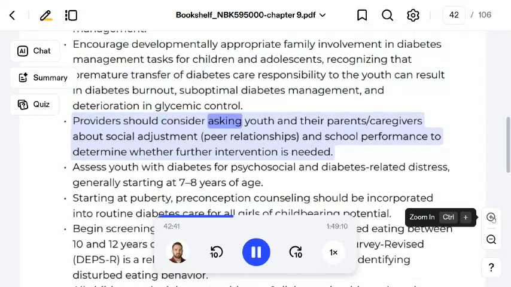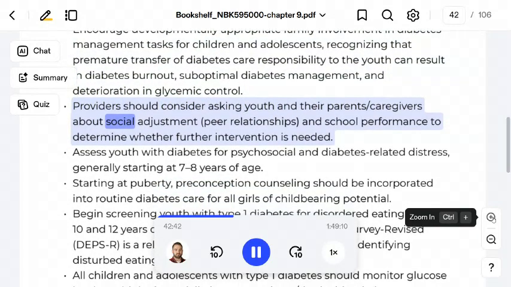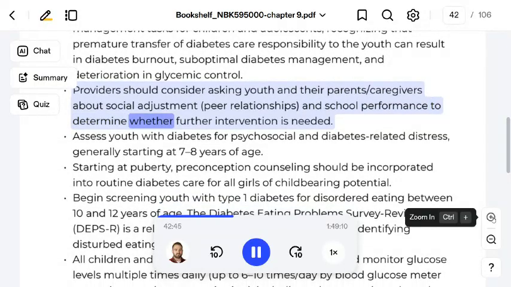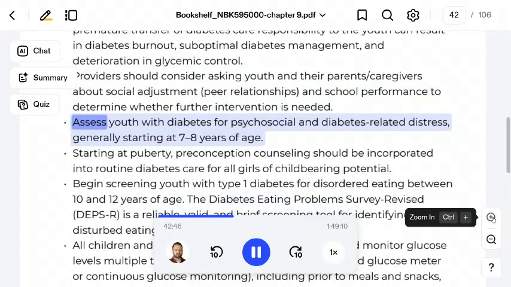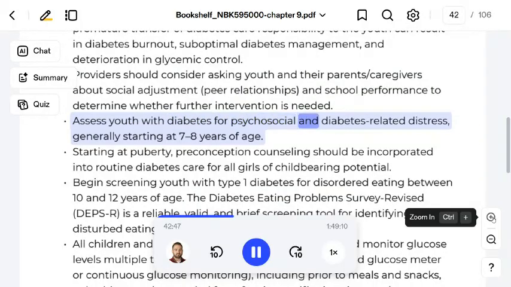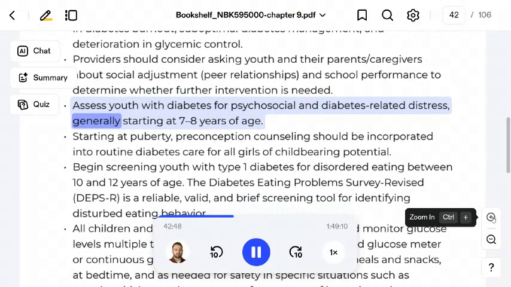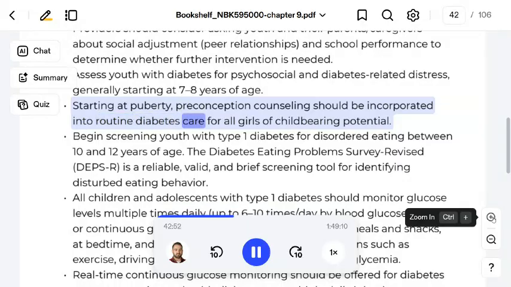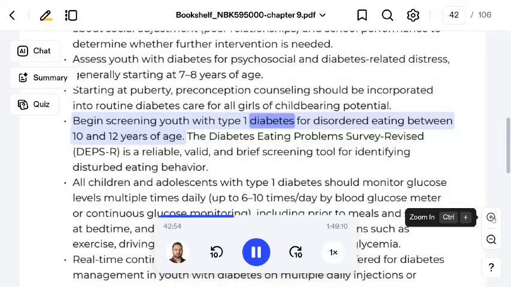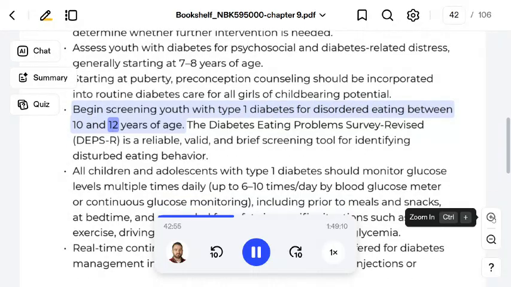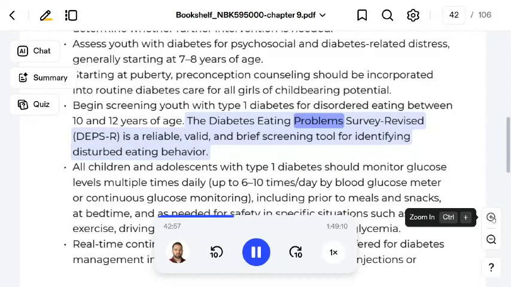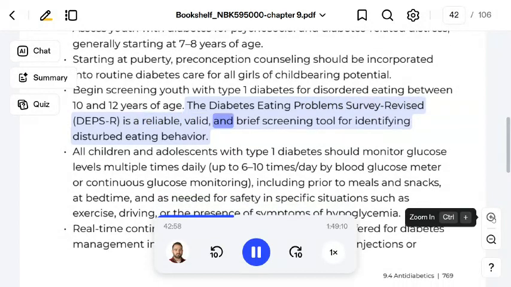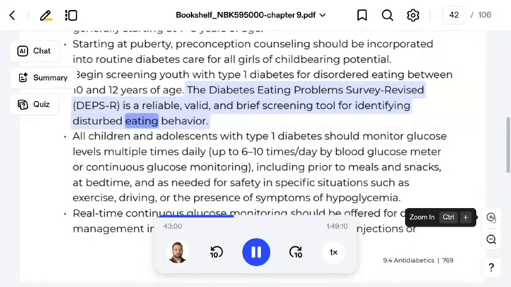Providers should consider asking youth and their parents or caregivers about social adjustment and school performance to determine whether further intervention is needed. Assess youth with diabetes for psychosocial and diabetes-related distress, generally starting at 7 to 8 years of age. Starting at puberty, preconception counseling should be incorporated into routine diabetes care for all girls of childbearing potential. Begin screening youth with type 1 diabetes for disordered eating between 10 and 12 years of age. The Diabetes Eating Problems Survey Revised is a reliable, valid, and brief screening tool for identifying disturbed eating behavior.